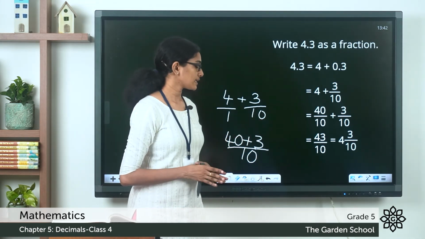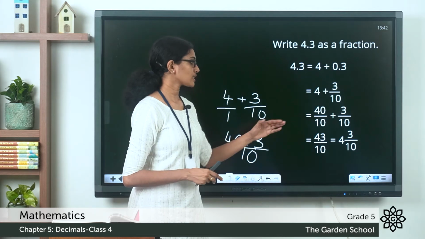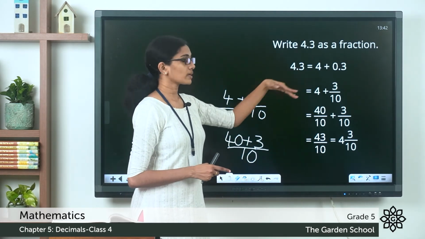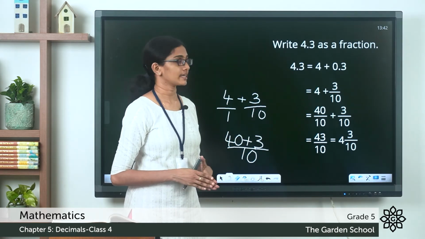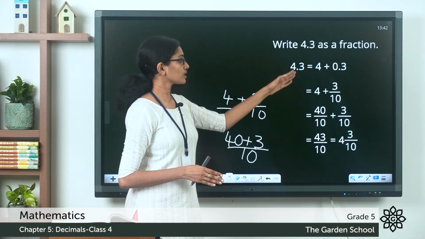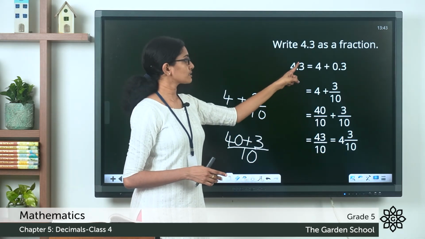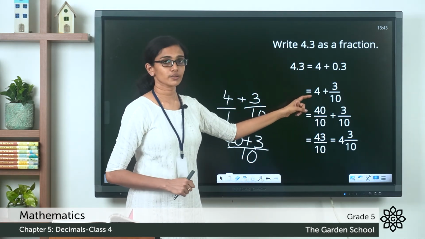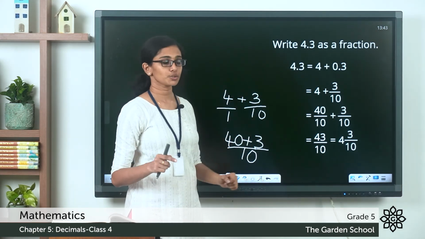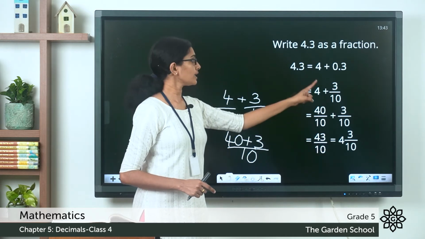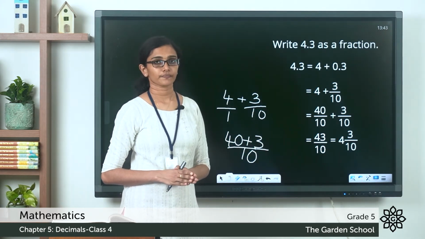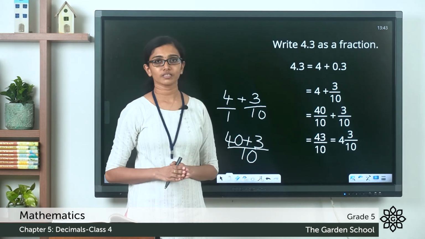And what is 43 by 10? It is 4 and 3 by 10. Now from the question itself we can write this directly. In the question you can see 4.3 and 4 is the whole number part and the decimal part is 0.3 which is equivalent to the fraction 3 by 10. So you can directly write 4.3 is equal to 4 as the whole number part and 0.3 as the fractional part. I hope this is clear to you.